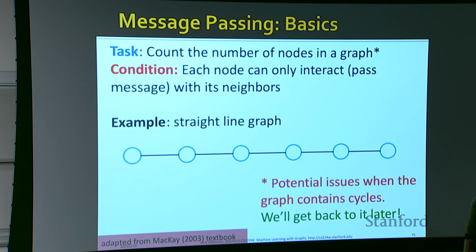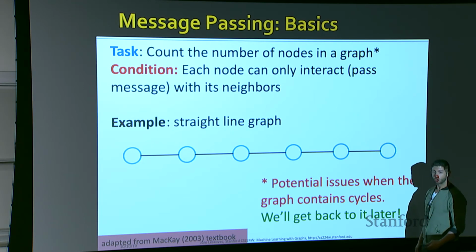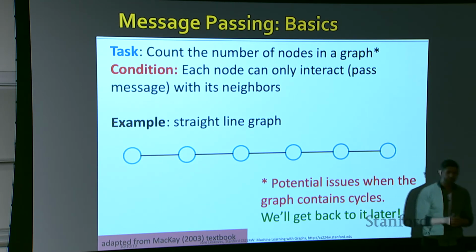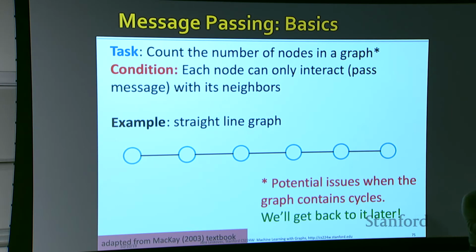Now, let's walk through much easier examples so that we can see what is going on. Suppose that we want to solve this very trivial task: we want to count the number of nodes in a graph. You cannot use SNAP now. You just have edges and nodes. How can you do that? The condition that we're going to be imposing here is that each node can only interact, basically pass messages, with its neighbors. So what we are doing here is restricting the scope where our algorithm can work.